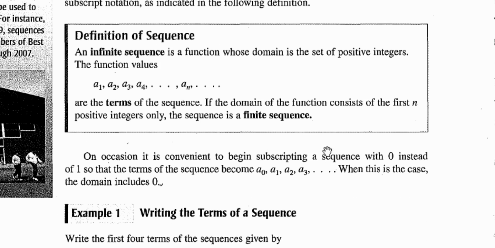So here's the definition of a sequence. Put this in your notebook, please. You're going to be held accountable for a Chapter 9 notebook. An infinite sequence is a function whose domain is the set of positive integers. The values are a sub 1, so there's a first element. There's always a first element. A sub 2, a sub 3, a sub 4, and then an ellipsis going up to a sub n, and then an ellipsis indicating the process continues. These are called the terms of the sequence. If the domain of the function consists of the first n terms, which is the first n positive integers only, and if it comes to a sudden stop, that's called a finite sequence.